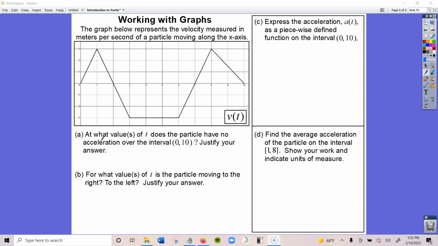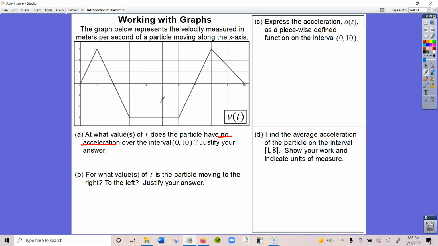For this first part, at what values of t does the particle have no acceleration over the interval 0 to 10? Because this only goes through 10. Justify your answer. Now, no acceleration does not mean that the acceleration is equal to 0. It means that since acceleration is the derivative of v of t, if there is no acceleration, that means that it is undifferentiable at a particular value.